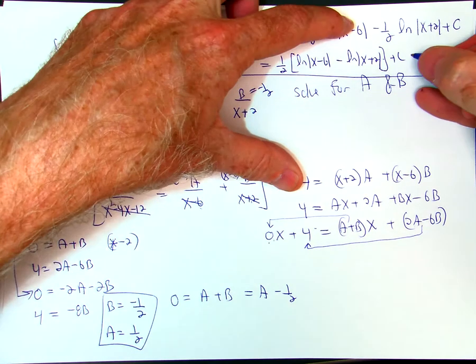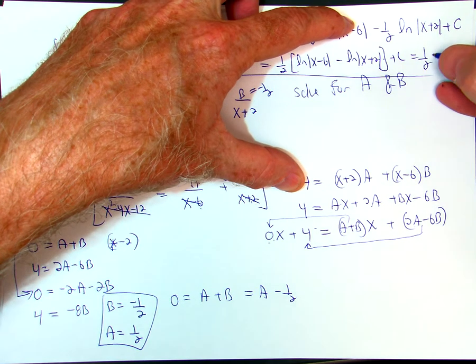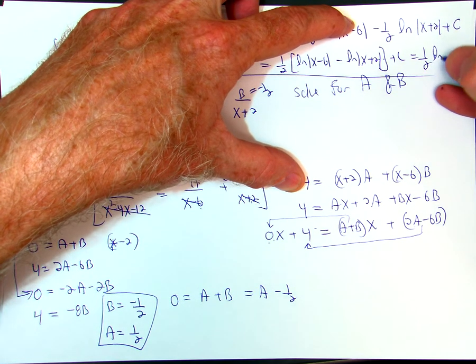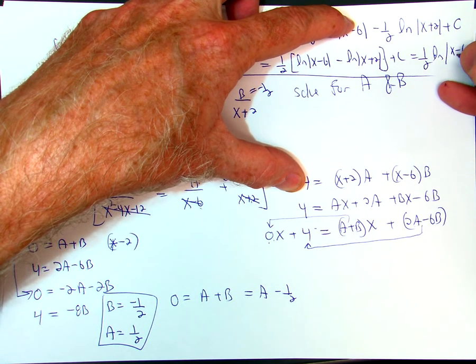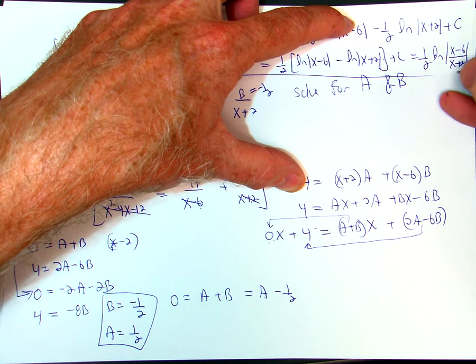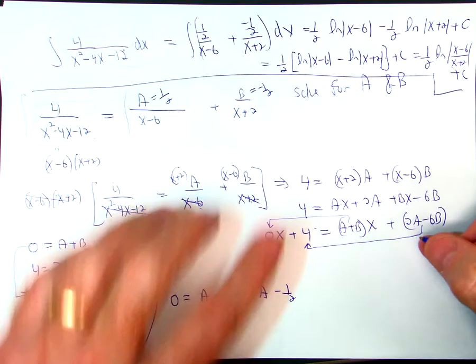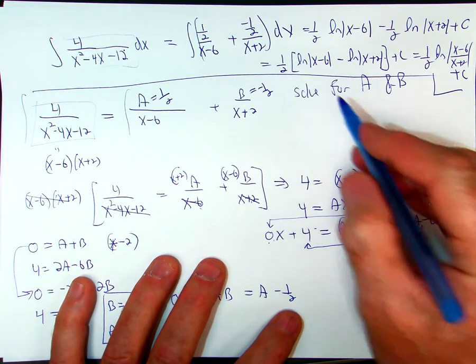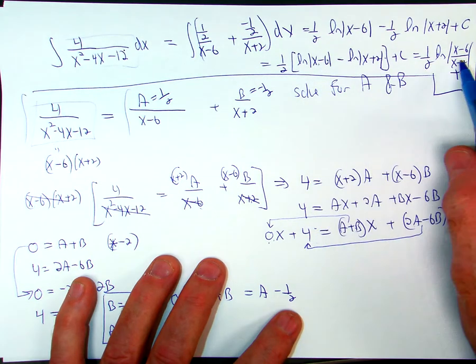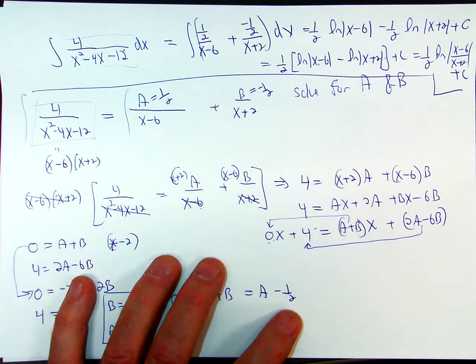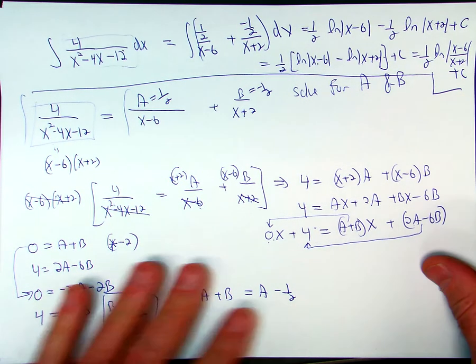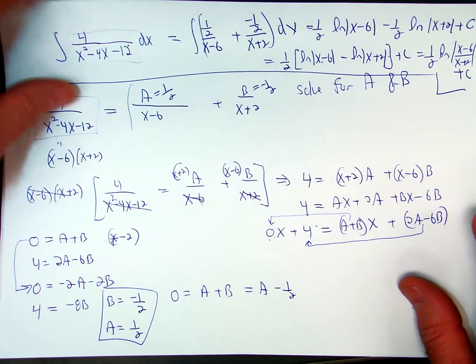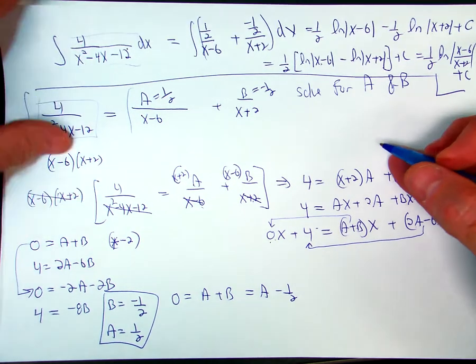And this is going to be equal to 1/2 natural log of x minus 6 over x plus 2 plus C. So again, I just used the log rule right there, that log of A minus log of B is the log of A divided by B. Sometimes the book will do that, so just be careful. Okay, so that's the way that I would do this using partial fractions.